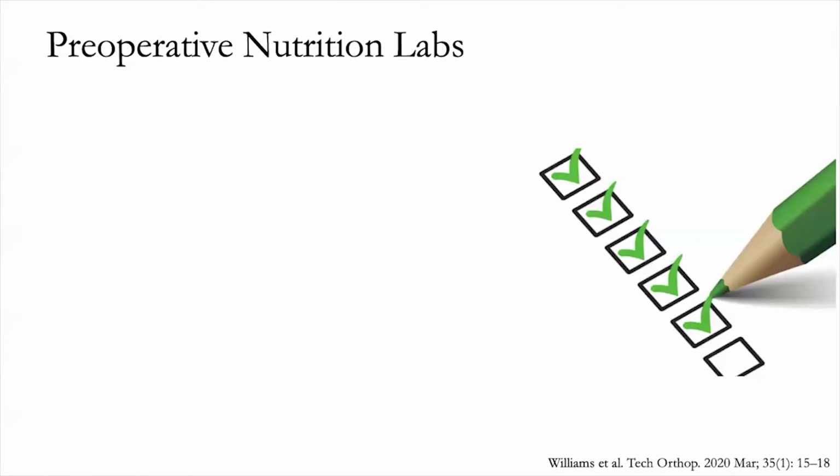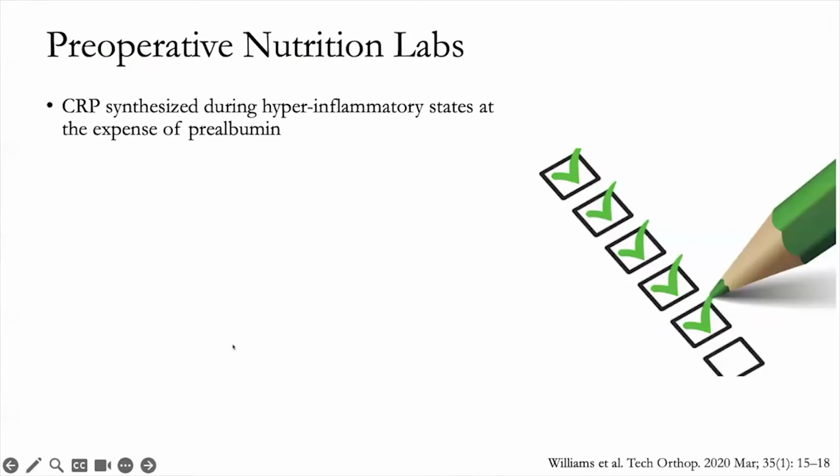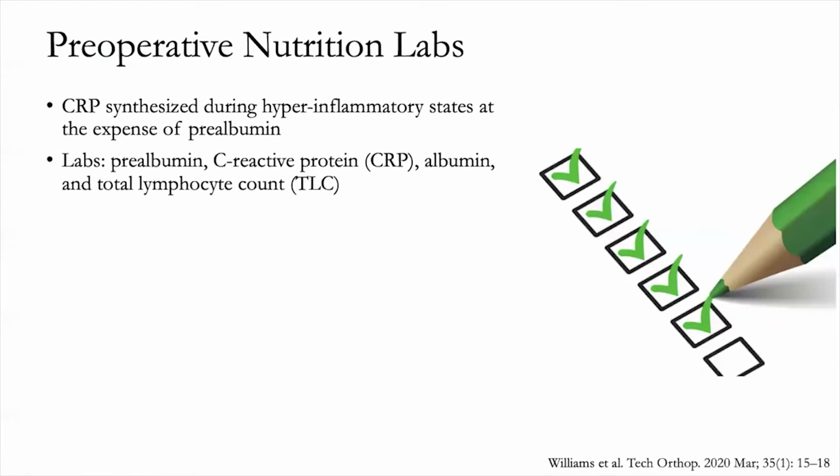In terms of nutrition labs that can be checked by you as an orthopedic surgeon for your elective surgeries, I think the ones that we primarily talk about are prealbumin, CRP is just part and parcel of this situation, but prealbumin, albumin, and total lymphocyte count. I think the caveat is that prealbumin, while we do talk about it a lot, CRP is synthesized at the expense of prealbumin in hyperinflammatory states. So if the patient is acutely ill or in a very inflammatory state, especially in the acute trauma setting, I think the prealbumin can be unreliable. But you can look at the albumin.